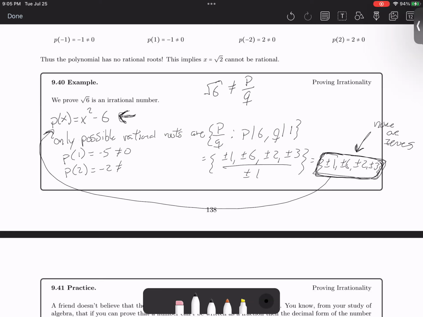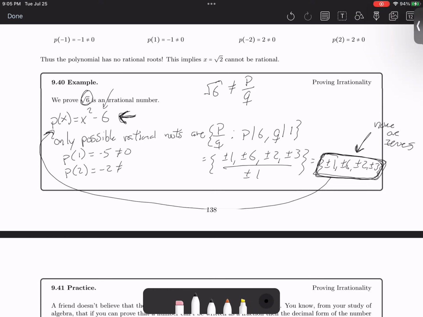But isn't square root of 6 a root of this? If you plug in square root of 6 into here, you get square root 6 squared minus 6. Yeah, so square root of 6 is a root of this polynomial, but we just showed ourselves that this polynomial does not have any rational roots. Therefore, square root of 6 cannot be rational.